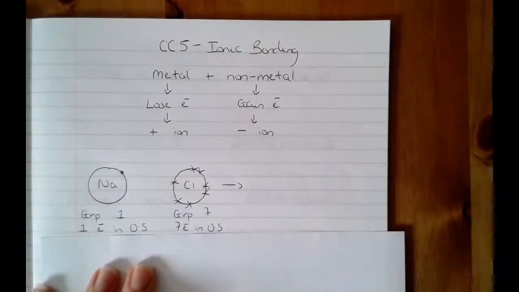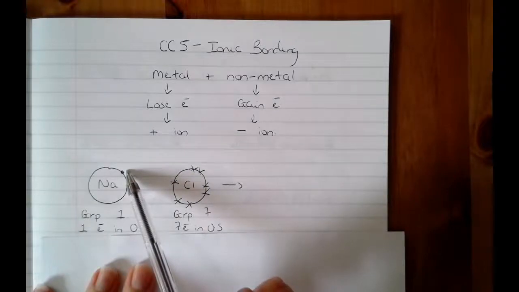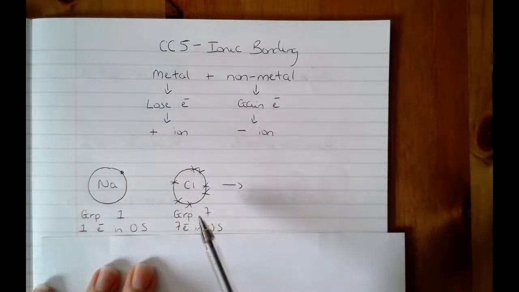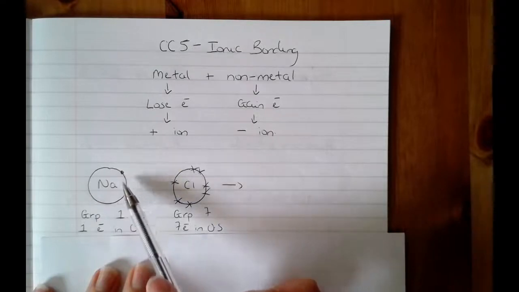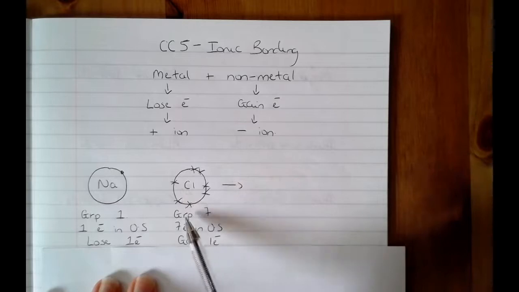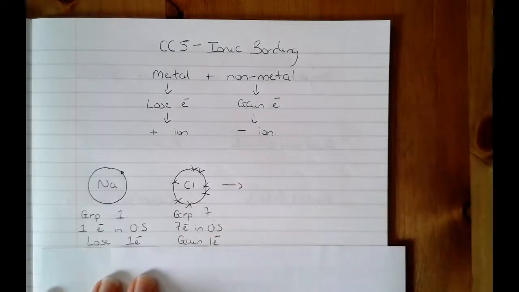Because sodium's in group 1, it's got 1 electron in its outer shell. Chlorine's in group 7, so it has 7 electrons in its outer shell. In order to get a full outer shell, sodium will lose 1 electron. For chlorine to get a full outer shell, it will gain 1 electron.